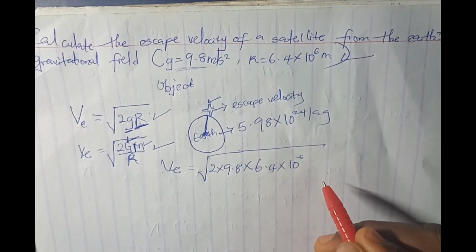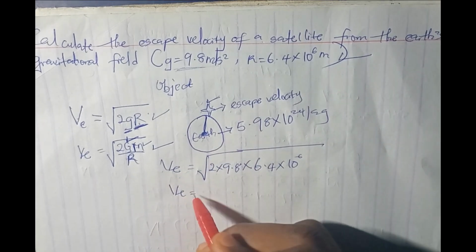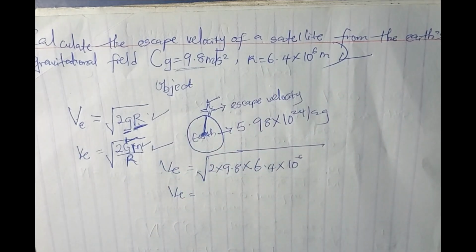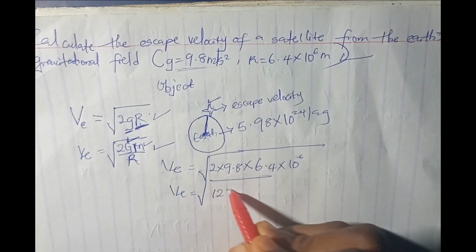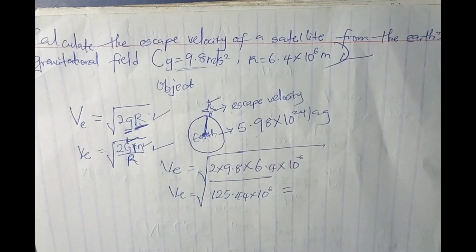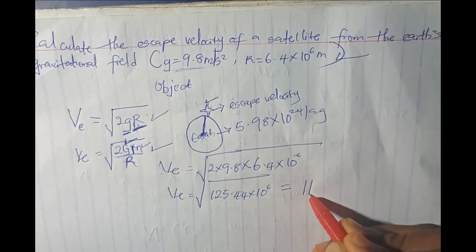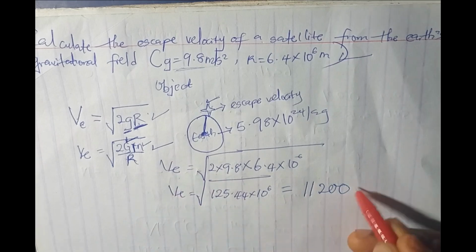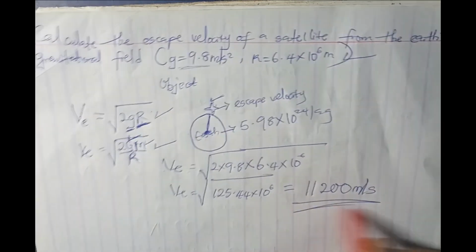Is that clear? If I solve this, 2 times 9.8 will give me 19.6, times 6.4 gives me 125.44 times 10 raised to the power 6. So you just have to find the square root of it. The square root of 125.44 times 10 to the power 6 is 11,200. Since it's velocity, the unit will be meters per second. And that's the final answer.